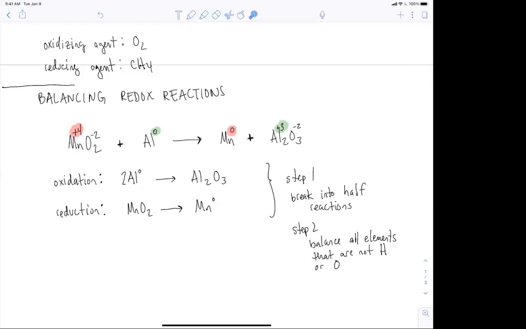But we'll work through another one of those, and then it'll just kind of be on you to practice a whole bunch of those, and then we'll move on to electrochemistry and looking at electrochemical cells.